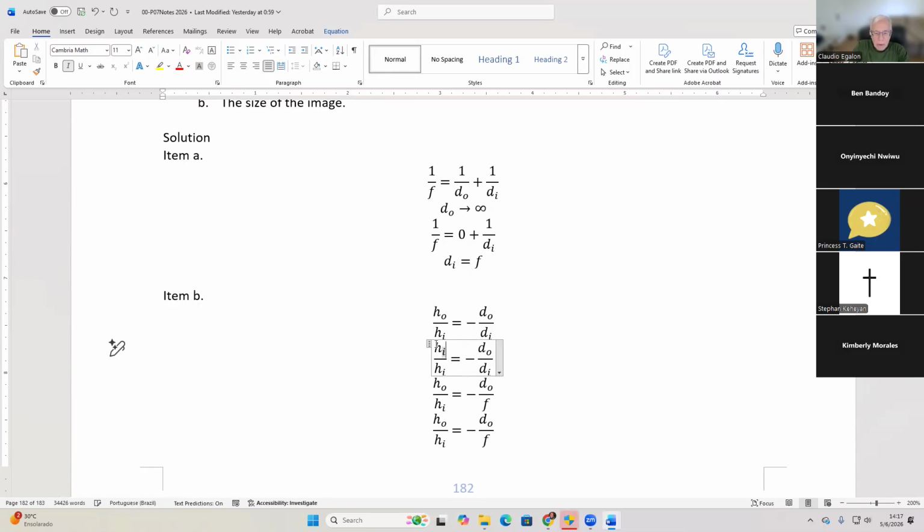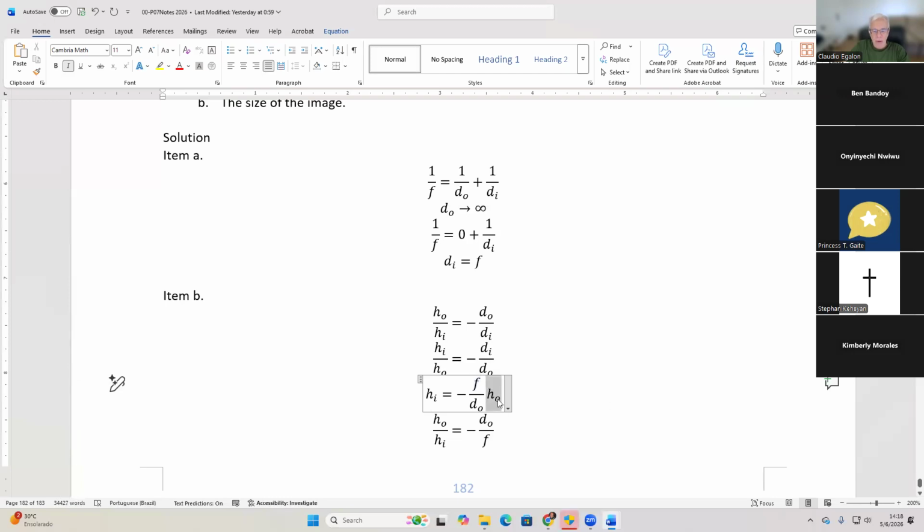I here, I here, H naught here, H naught here as well. And now we solve for HI. H naught goes to the other side. HI stays on the left side. DI is going to be F, right?